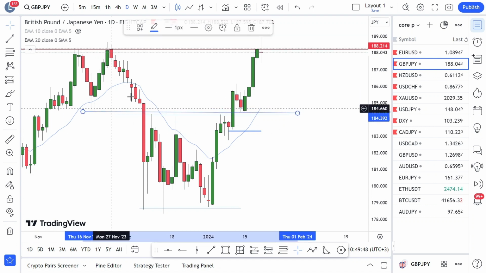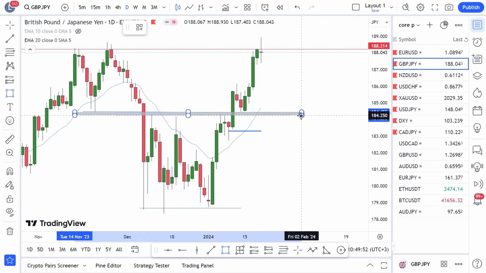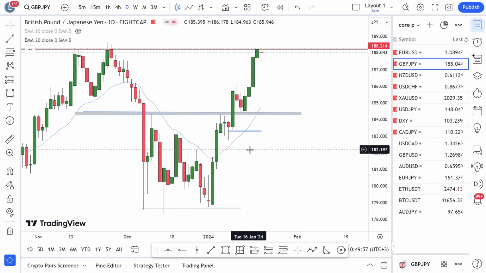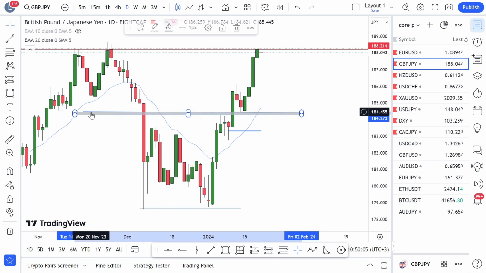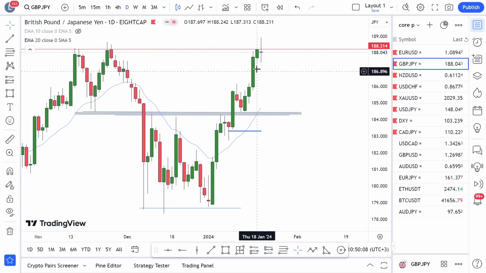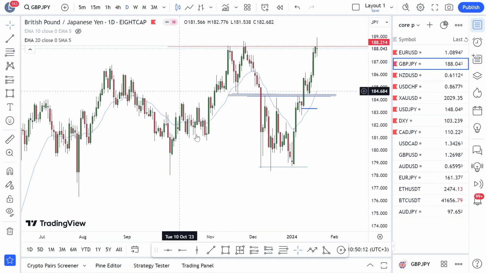Remember support and resistance are zones, and the zone actually looks something like this. This was the entire zone. So the best case entry is usually at the upper border of the zone here, which is what price did. It actually retraced to that zone, which coincides with this low around 184.50, and it actually went and hit a multi-year top around 188.